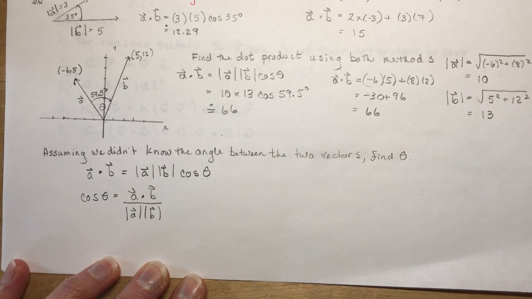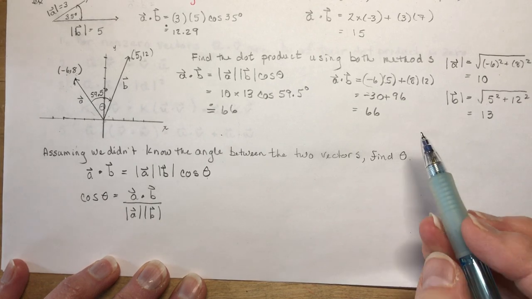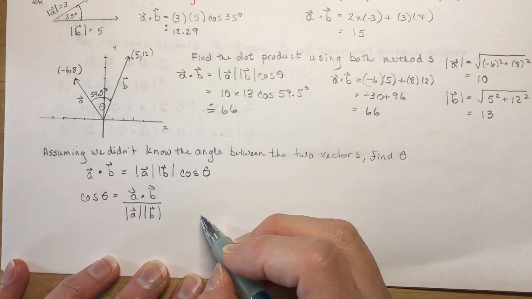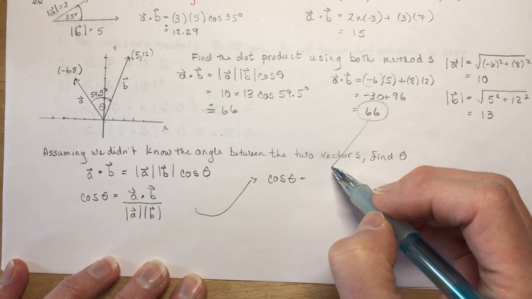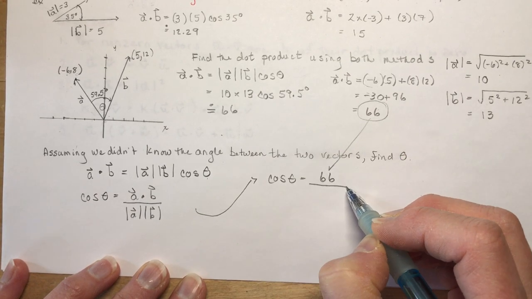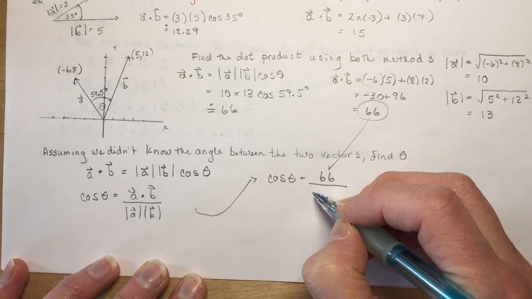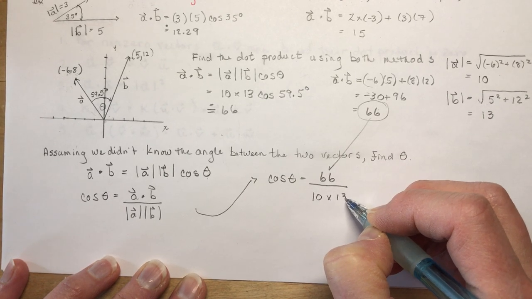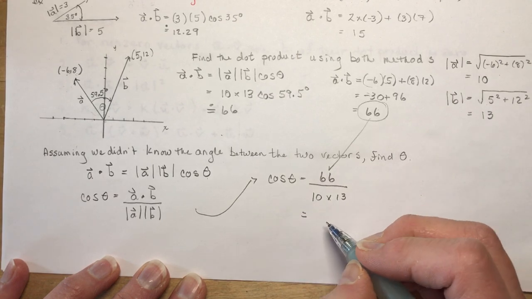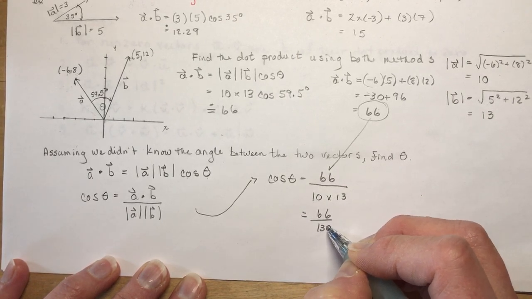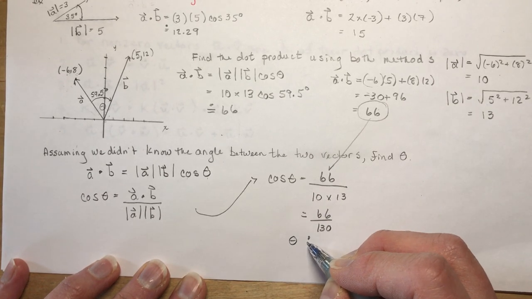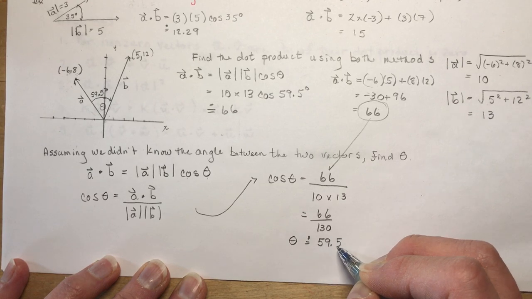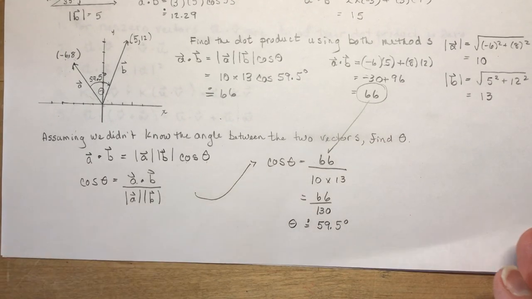Okay, so I've got that all set up. Now I just have to know what the dot product of A and B is. We did that right here. So just to save some time, the cos of theta is equal to the dot product divided by the magnitude of the two vectors. So that's going to be 10 times 13, and that gives me 66 over 130. You do second function cos of this, and you'll get theta is approximately equal to 59.5 degrees. Surprise, surprise, right? We knew that was going to work.